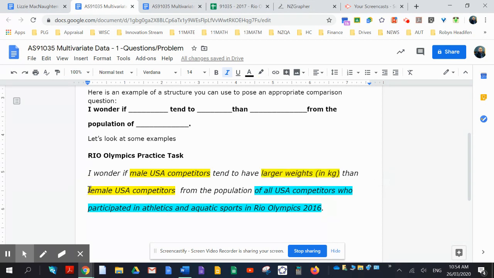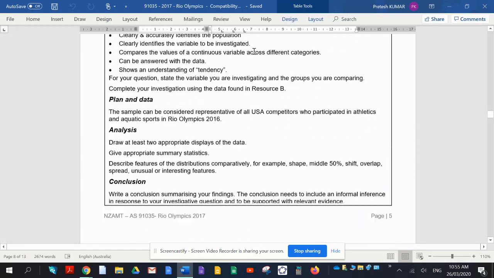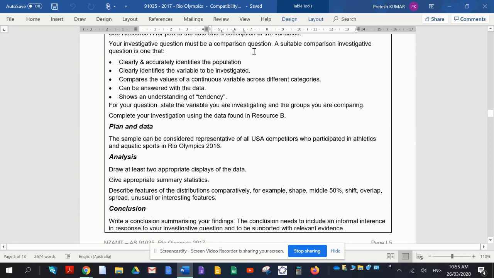Then here's my other comparison subgroup. So I'm comparing those two groups, male USA competitors with female. Now here's my population, all from there. Now, where do I get this from? Almost always in the assignment document or in the blurb, it'll be given what the sample is representative of. So here, the sample can be considered representative of all USA competitors who participated in athletics and aquatic sports in Rio Olympics 2016. That's my population.